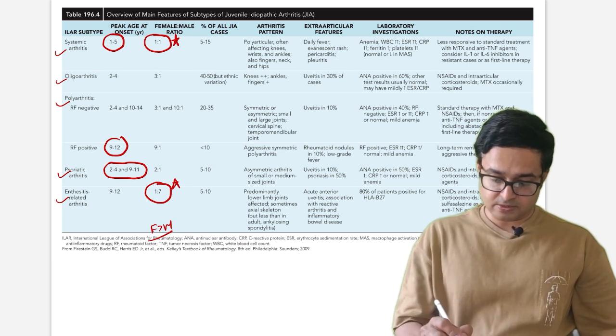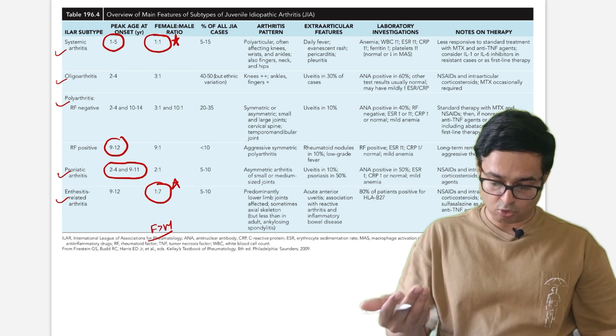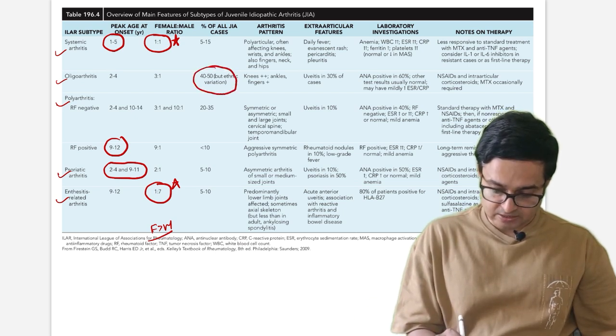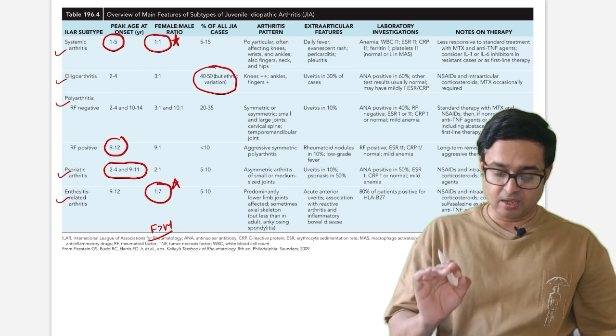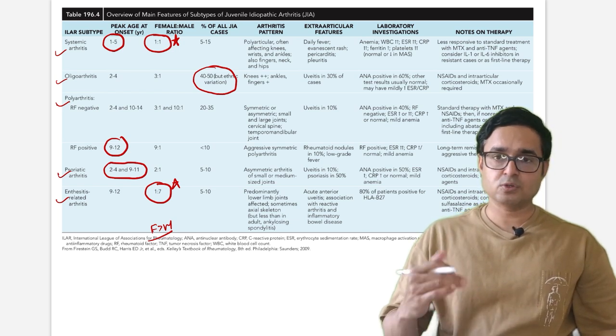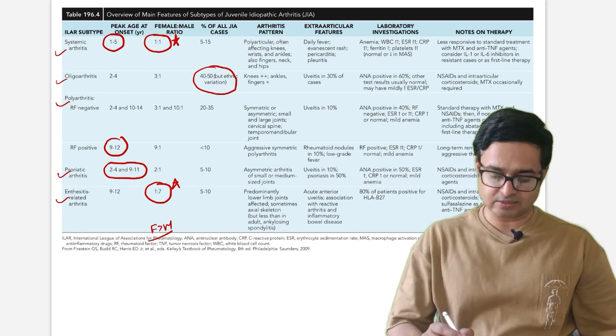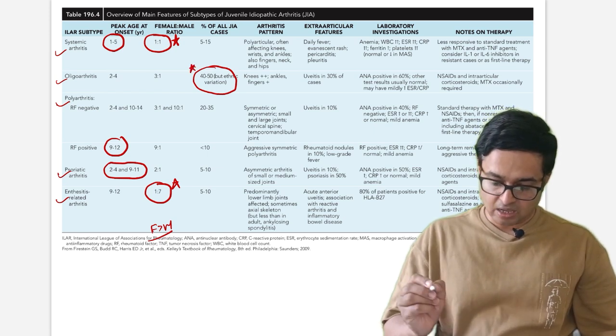Okay, percentage of all JIA cases, so which is more common basically. You are clearly able to see oligoarthritis is the most common type of JIA in this table. Just remember only this thing.